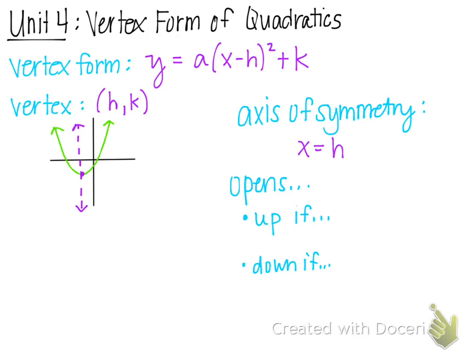Also, something else we can tell about it is if it opens up or if it opens down. So it opens up if a is positive, and it opens down if a is negative. Now, in this example that I have drawn over here, we have it opening up. So whatever our vertex form is for that particular function, a is positive.